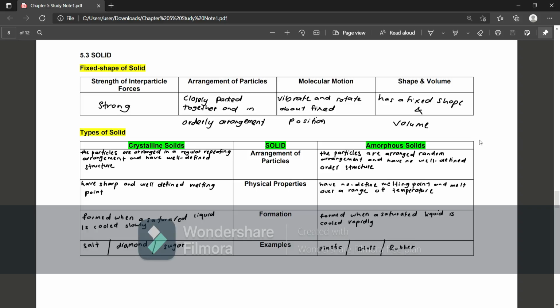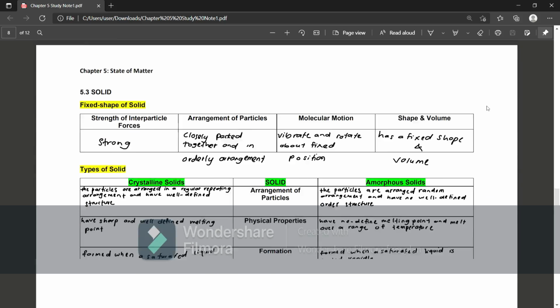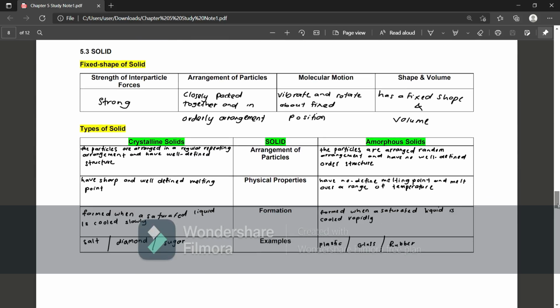Okay, yalah. For the phase of solid: strength of intermolecular force is strong. Arrangement of particles: closely packed together and in an orderly arrangement. For molecular motion: vibrate and rotate about fixed position. And for shape and volume: has a fixed shape and volume.